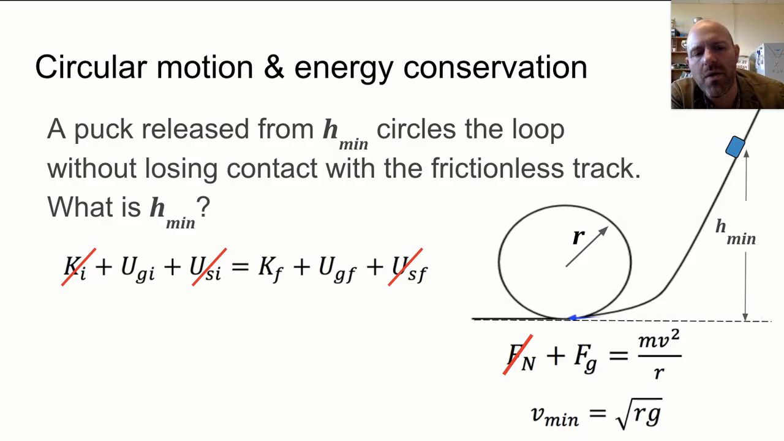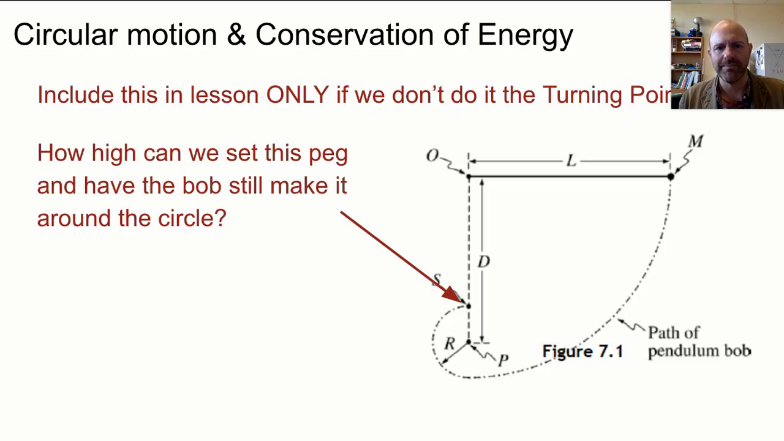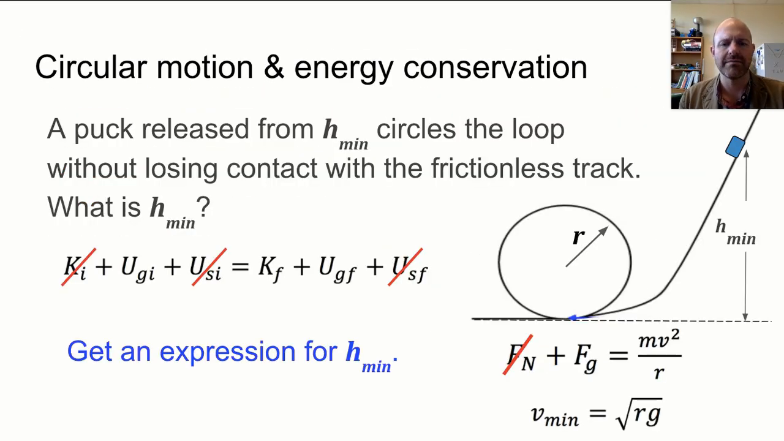So we need to use what we know about circular motion, which is that the minimum speed to get around comes when the normal force goes to 0. And so the force of gravity is our centripetal force. We get v min as the square root of Rg, something we've already solved from circular motion. And then we can say, well, we start with no kinetic and no spring. And at the end, we have both kinetic, because it's getting around the circle at the top, and we have gravitational potential energy. So we can take what we know for h minimum and find it using that relationship.